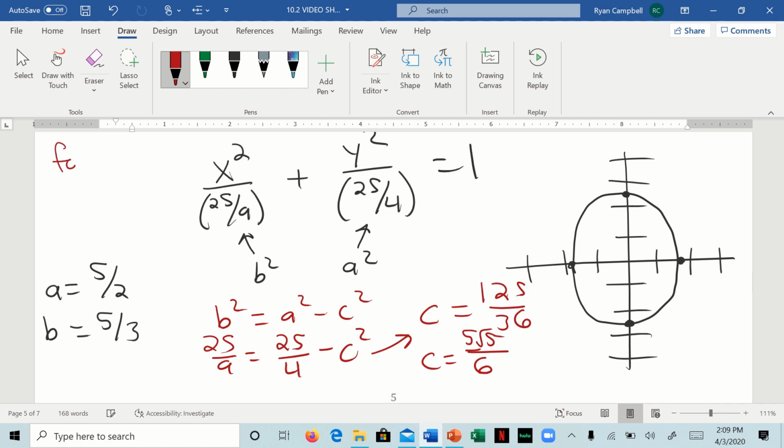Which means that the foci this time, since it's on the x-axis, right? We know somewhere on the x-axis, it's going to be 0 plus or minus 5 square root of 5/6.